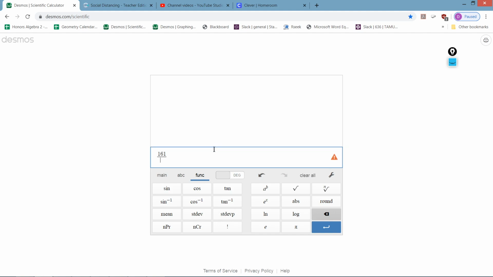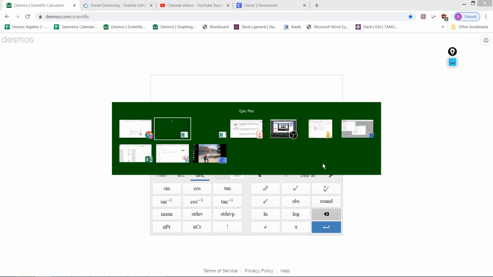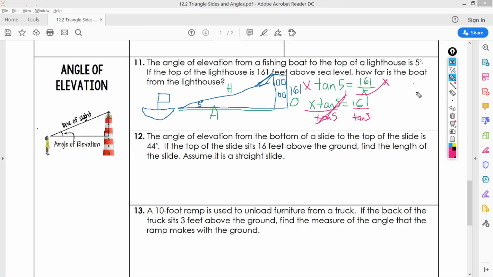Went over tangent of 5. And that's 1,840. Okay, so 1,840 feet. And since it's a word problem, it'd be great if you said something like, the boat is 1,840 feet away from the lighthouse. But I'm writing with a mouse right now, so I'm really not going to do any full sentences, okay?